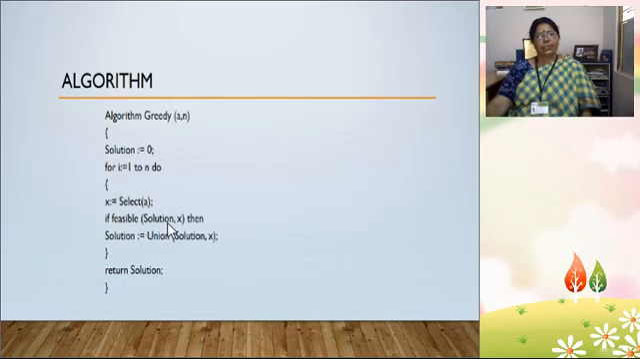So if it does not violate, then x, the selected input, will be added to the output solution. Union combines the new input to the existing solution, and then finally it returns the solution. So this is the general method, or you can say the control abstraction for the greedy method.